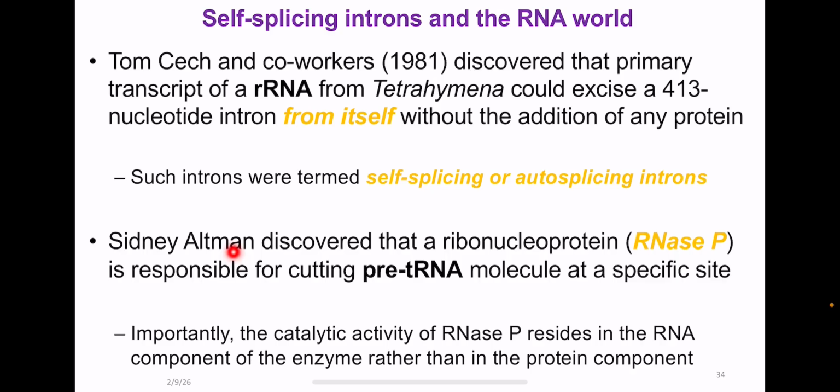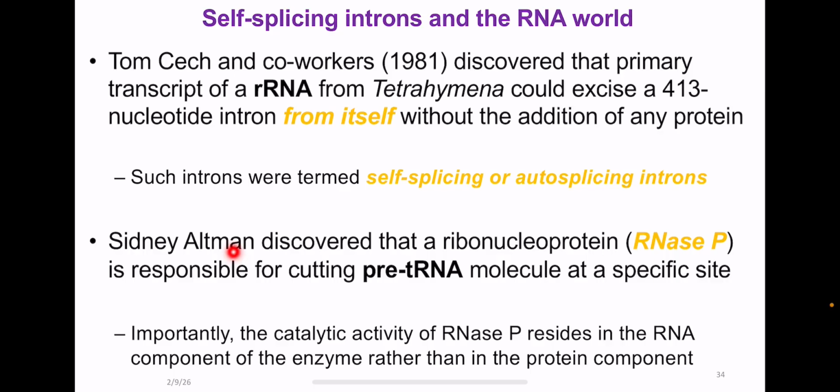So any biochemical reaction is actually catalyzed by an enzyme. Without the addition of a protein, they weren't expecting the intronic nucleotide sequence to be able to splice. But they realized it could splice on itself, and they termed these introns self-splicing or auto-splicing. This led to different propositions. Initially they were propositions, but now they are actually certified theories, that there are some RNAs that have enzymatic activity as well. Hence, some enzymes are RNAs.